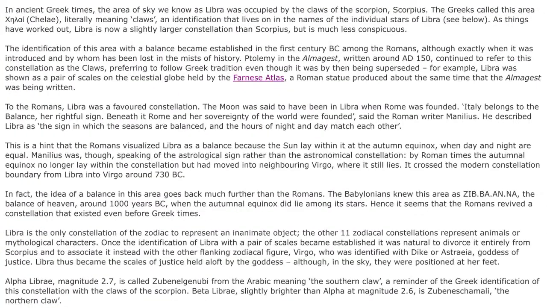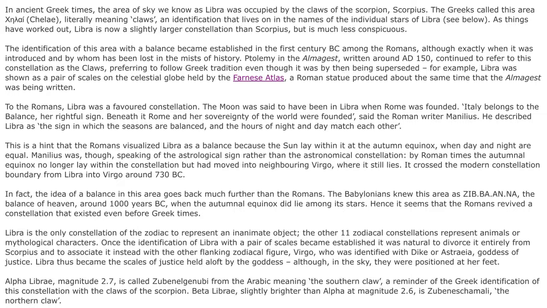Moving forward in this second paragraph, Ptolemy in the Almagest, written about AD 150, continued to refer to this constellation as the claws, preferring to follow Greek tradition, even though it was by then being superseded. For example, Libra was shown as a pair of scales on the celestial globe held by Farnese Atlas, a Roman statue produced about the same time that the Almagest was being written. The scales, the claws.